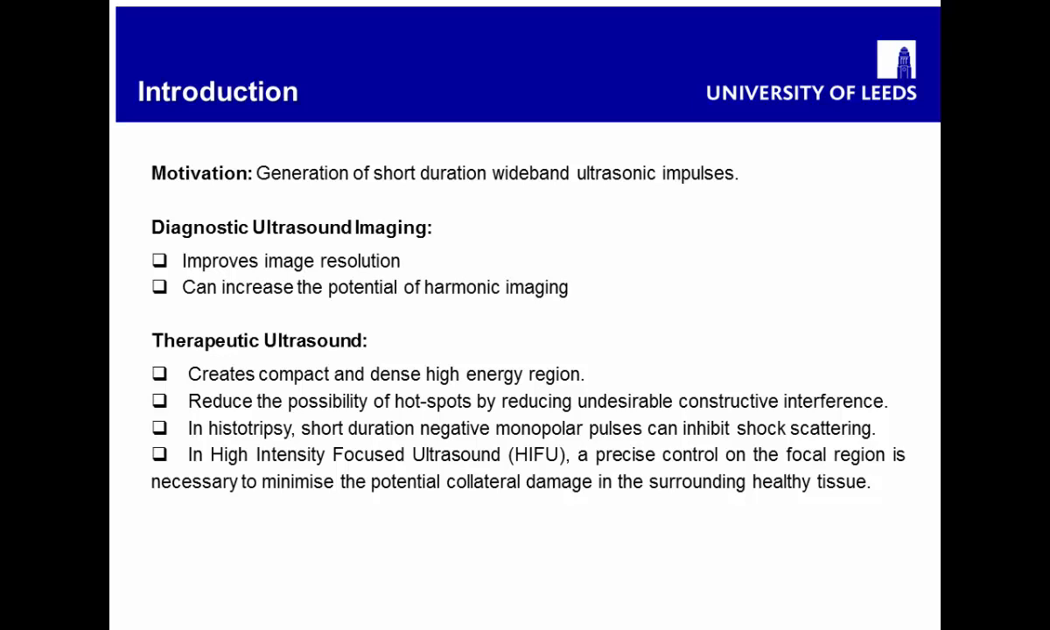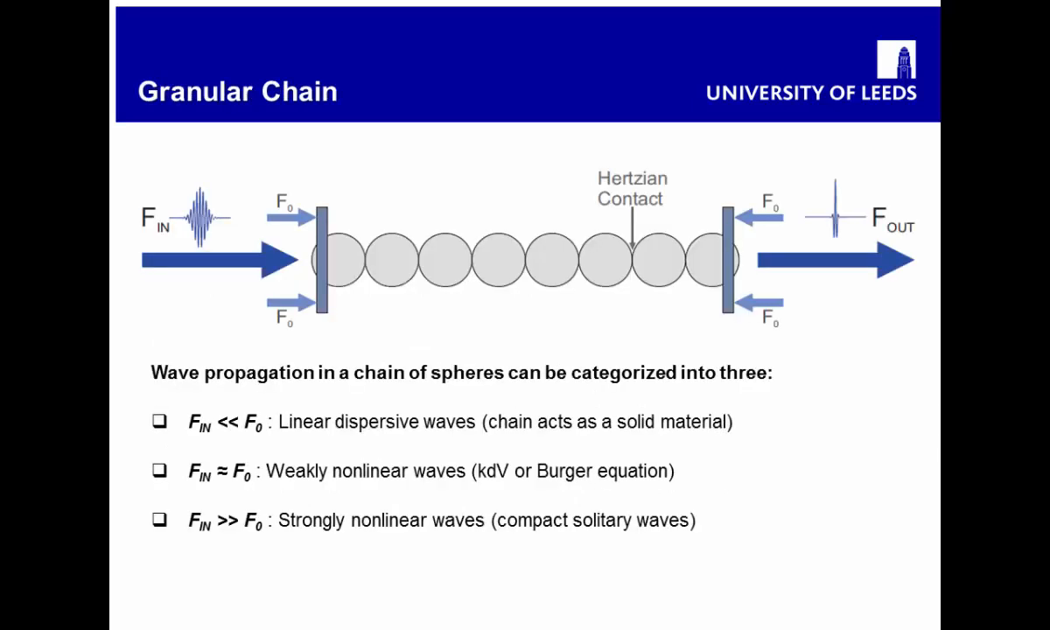For therapy, you can create a compact and dense high energy region and reduce the possibility of hotspots. In histotripsy, if you can generate a short duration negative monopolar pulse, it will inhibit shock scattering. And for HIFU applications, you will have a precise control of the focal region, which will also minimize the potential collateral damage to the healthy tissue.